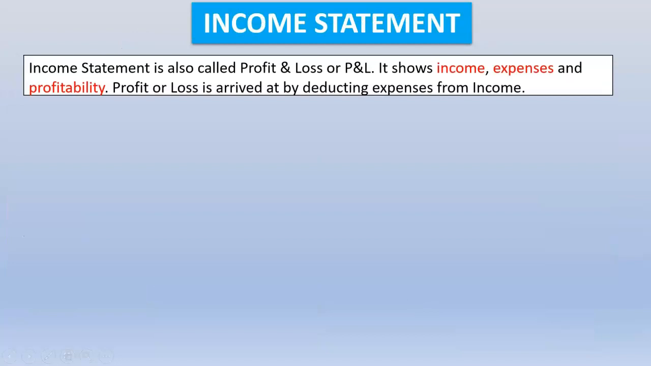Income statement. Income statement is also called profit and loss or P&L. It shows income, expenses, and profitability. Profit or loss is arrived at by deducting expenses from income. Let us look at a practical example of how the income statement works.